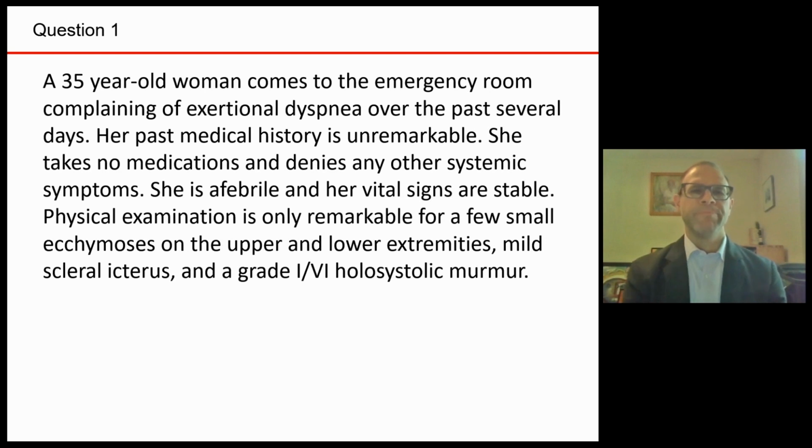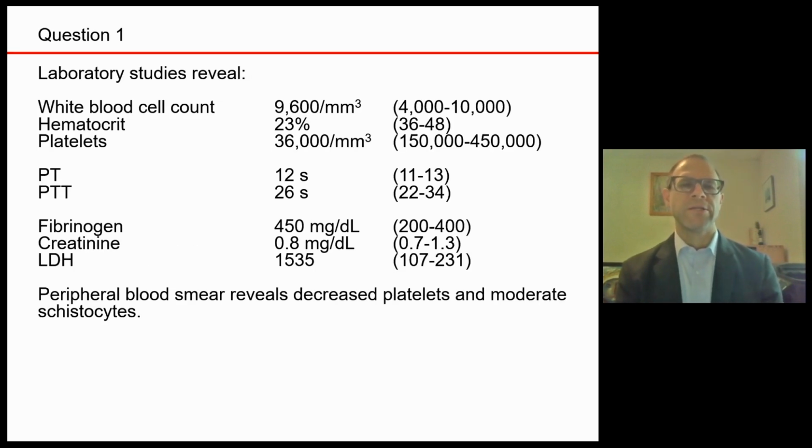The first question is a 35-year-old woman coming to the emergency room complaining of exertional dyspnea over several days. She has no past medical history, takes no medications. Her exam is remarkable for a few small ecchymoses, mild scleral icterus, and a soft hollow systolic murmur. Here are her lab studies, notable for significant anemia with a hematocrit of 23% and low platelets at 36.